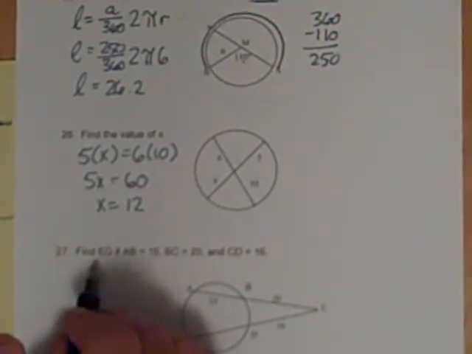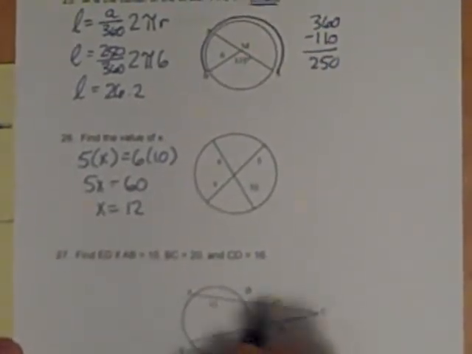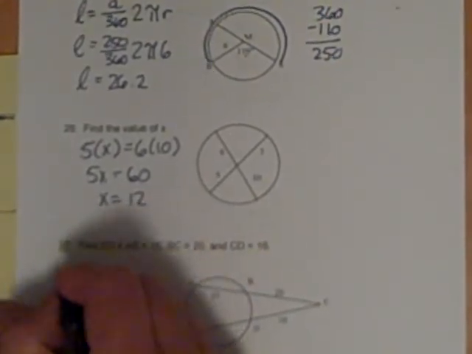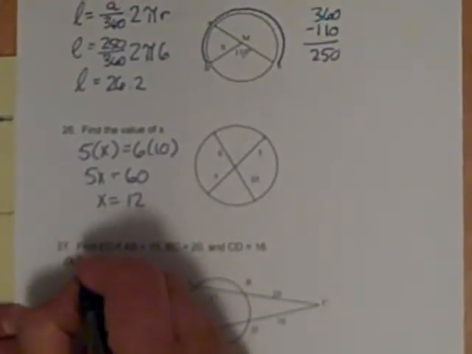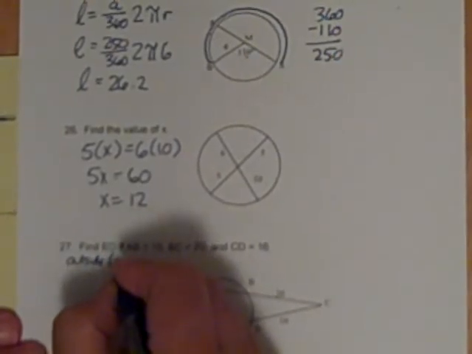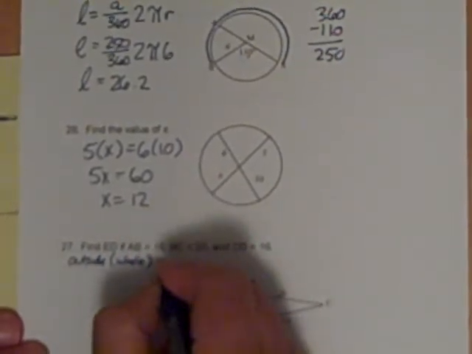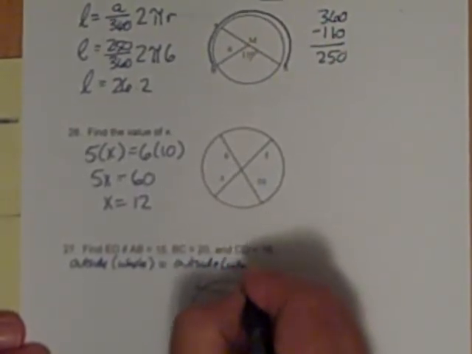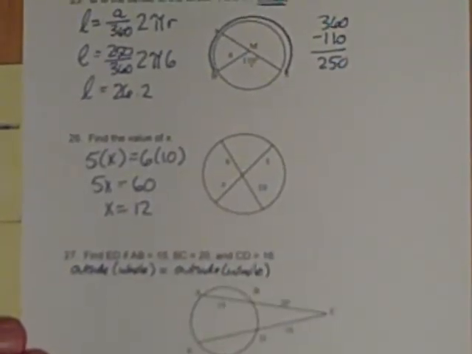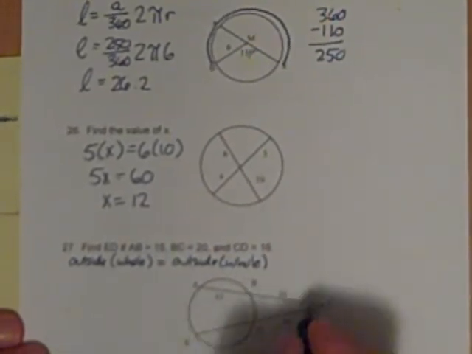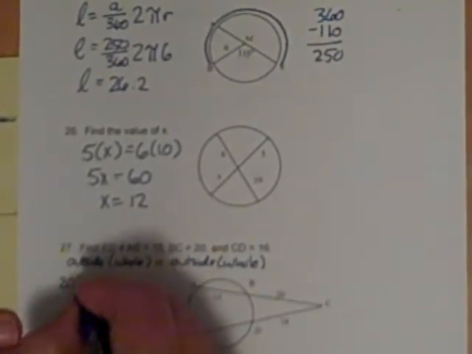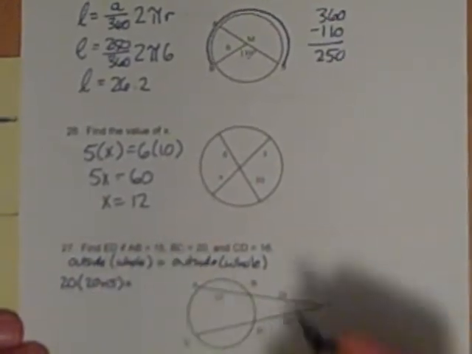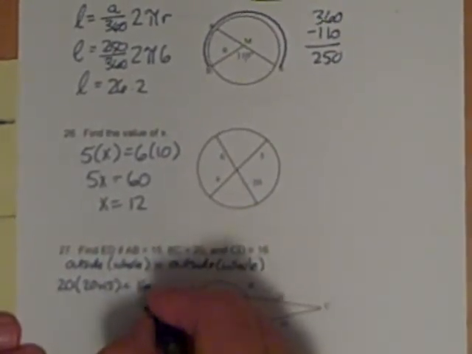27, find ED. If AB equals 15, BC equals 20, CD equals 16. Okay. On this one, we're going to have to use that rule that the outside times the whole length is equal to the outside times the whole length. Outside here is 20. Whole length would be 20 plus 15. That's going to equal the outside 16.